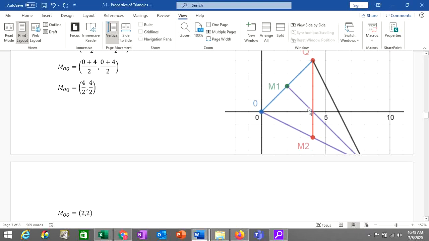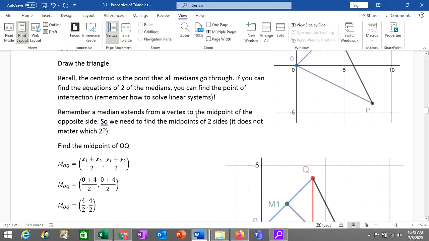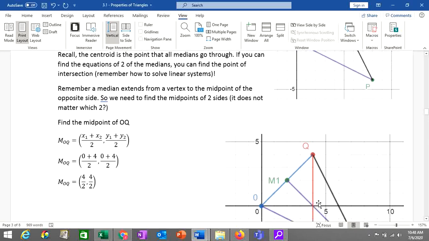If you eyeball something on a graph, sometimes you can get it wrong. So it's a good way to check our work. If we've drawn this out, we should expect an answer that's around 4, 0. And so if it's not close to 4, 0, then we'll know something went wrong. Okay, so we want to find this point where the medians intersect.